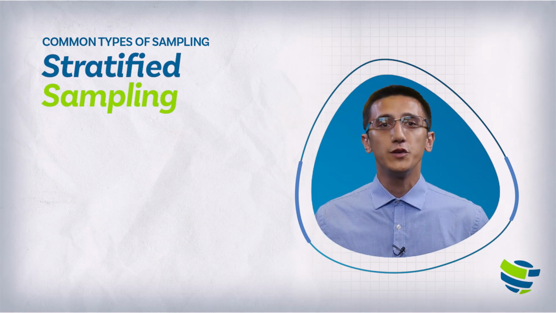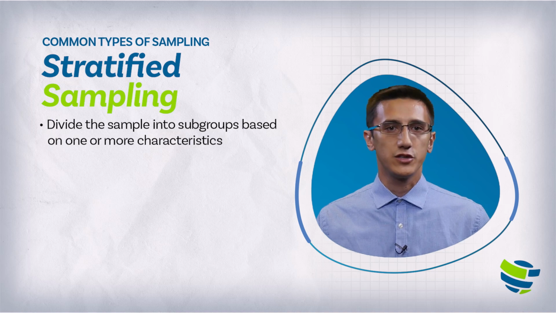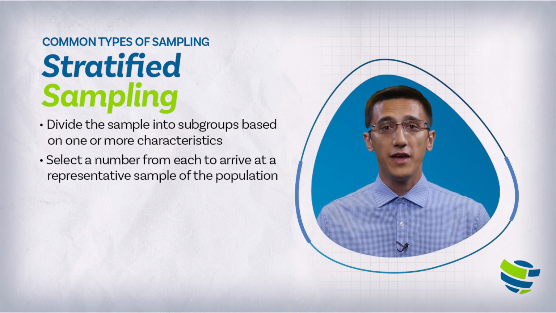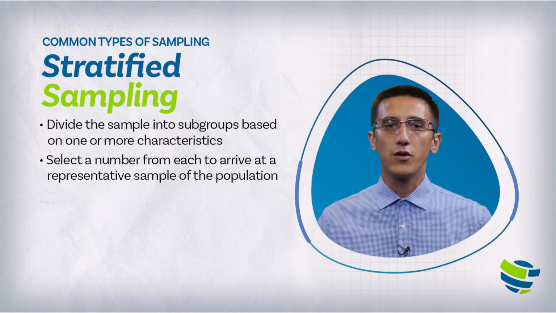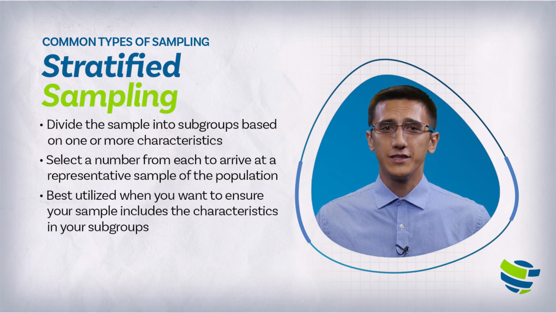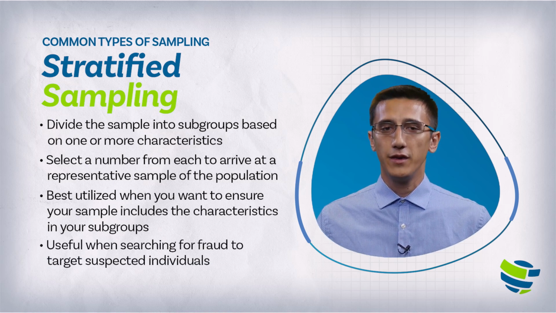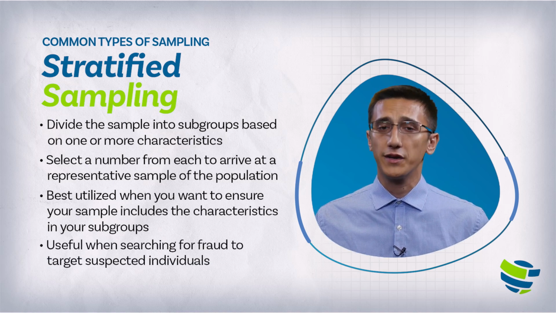Stratified sampling is when you separate your population into subgroups based on one or more characteristics, such as dollar amount or color. Then, select a number from each to arrive at a representative sample of the population. This sampling is best utilized when you want to ensure your sample includes the characteristics in your subgroups. It can be useful when searching for fraud to target suspected individuals.